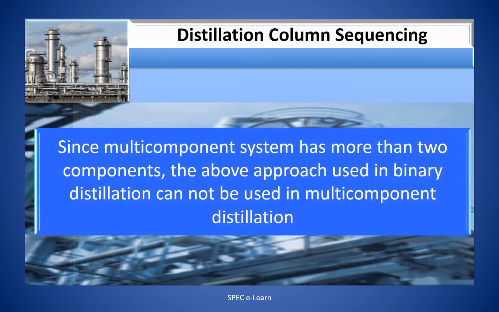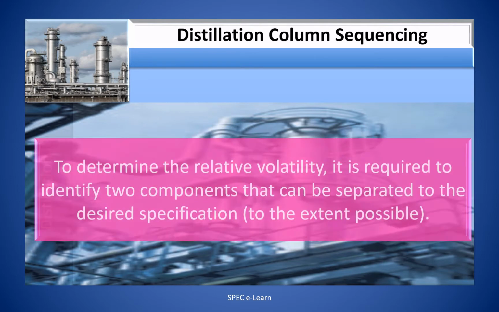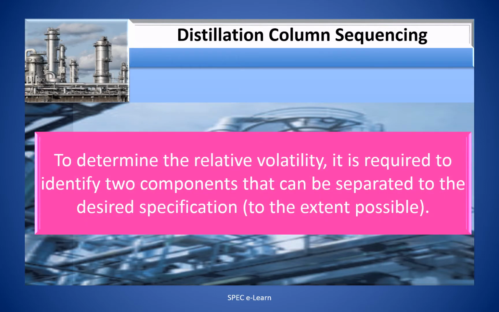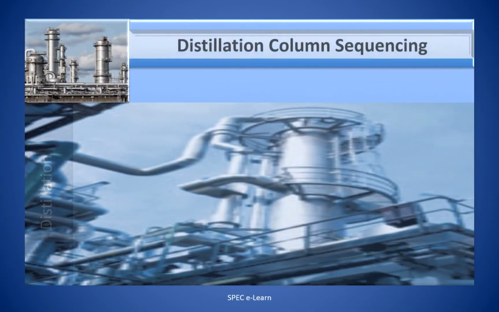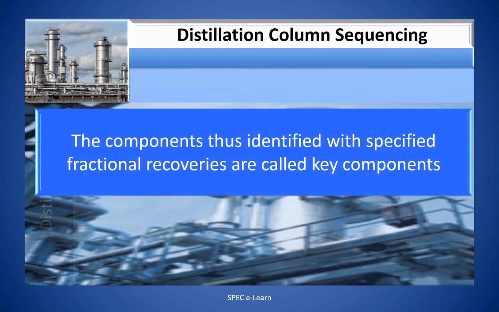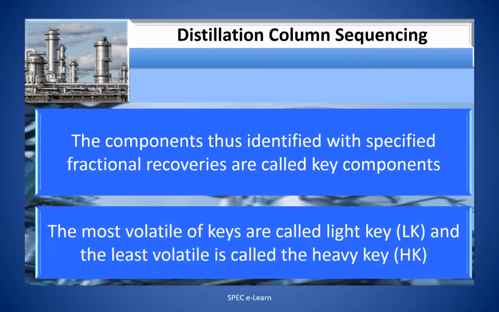Since a multi-component system has more than two components, the above approach used in binary distillation cannot be used in multi-component distillation. To determine the relative volatility, it is required to identify two components that can be separated to the desired specification to the extent possible. The components thus identified with specified fractional recoveries are called key components. The most volatile of the keys is called the light key, LK, and the least volatile is called the heavy key, HK.